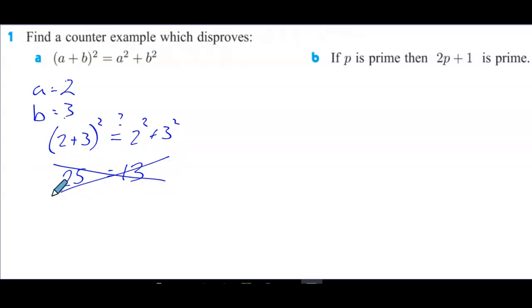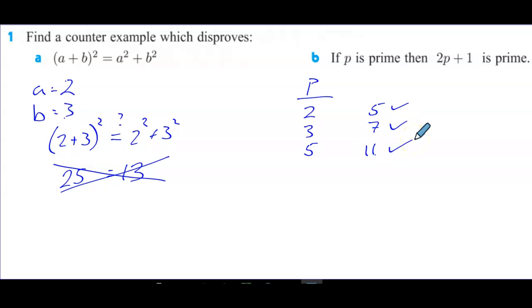So it may work for other numbers, a and b, but it doesn't work for 2 and 3, so no way. If p is prime, then 2p plus 1 is prime. Well, let's pick some prime numbers and plug them in. 2, 3, we don't have to, I'm sure that's going to work. So 4, 5, darn, that's prime.